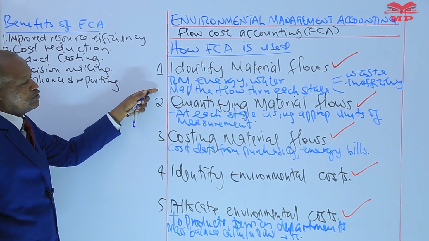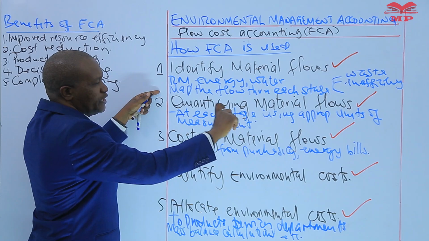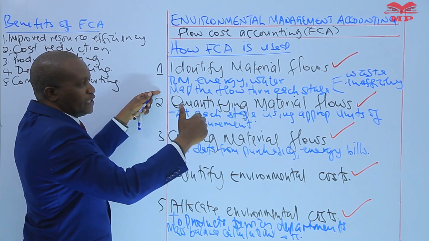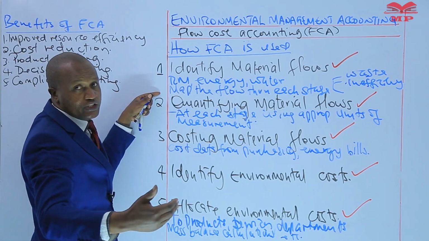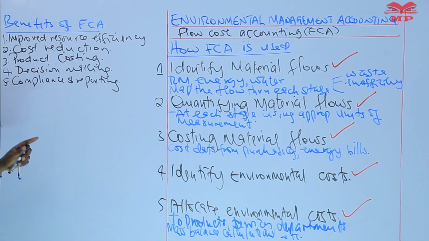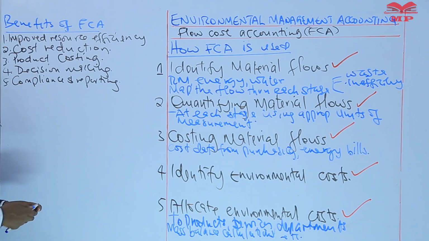The material flows are mapped out. There is mapping the flow through each stage, and at each stage the accountants are able to identify points of wastage or points of inefficiency, and with that comes the advantage of compliance and reporting. It helps comply with environmental regulations and reporting requirements by providing accurate data on environmental costs and impacts.